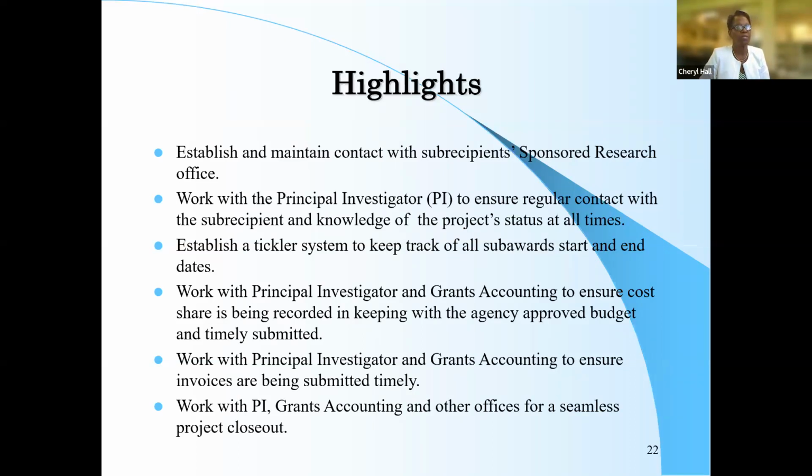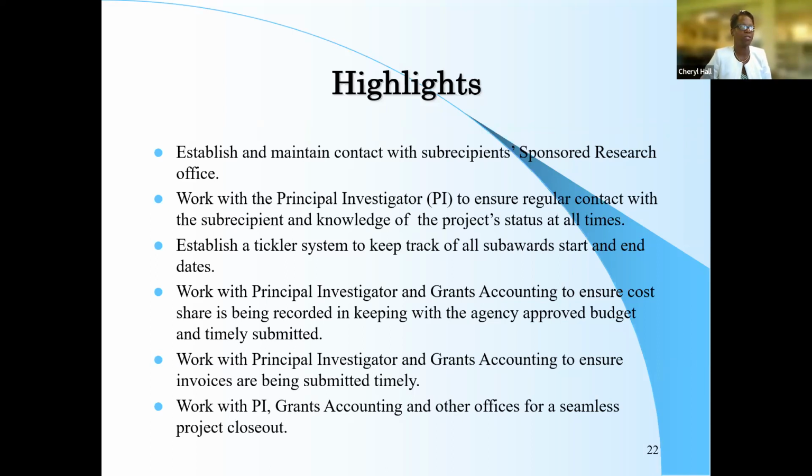Also, work with the principal investigator to ensure that he or she is in regular contact with the subrecipient and that they're knowledgeable of the project status at all times. You don't want to come up on the end of the project and not have any information. They haven't progressed as you thought they had, and you can't submit your final report or your annual report or whatever the report may be because the timeline has slipped and you weren't aware because you weren't keeping in contact with the particular PI at the other institution.